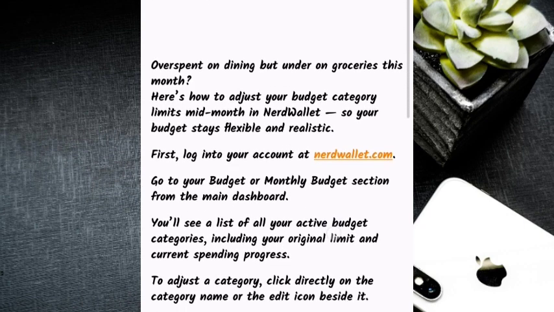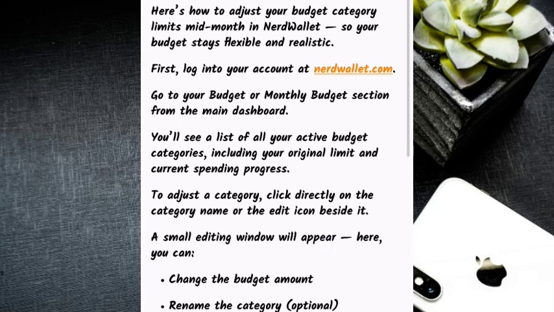First, log into your account at nerdwallet.com and then go to your budget or monthly budget section from the main dashboard. You're going to see a list of all of your active budget categories, including your original limits and current spending progress. To adjust the category, click directly on the category name or just the edit icon beside it.